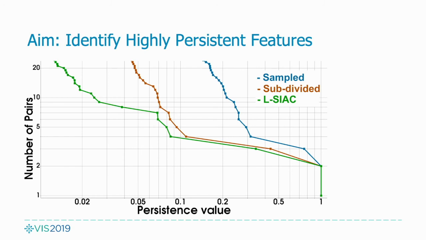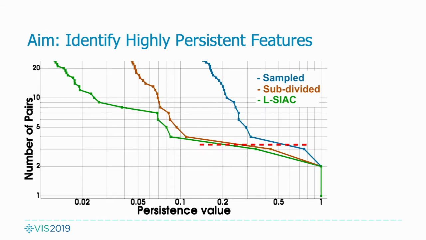In this data set, we have only two main features. We know that we have at least two main features. Hence, we would like to pick the threshold such that we can identify them. This is highlighted by the red horizontal line. In this case, we got lucky because we could pick one single persistence threshold that we can use for all three techniques. So now let's examine the segmentation boundaries created using this threshold.